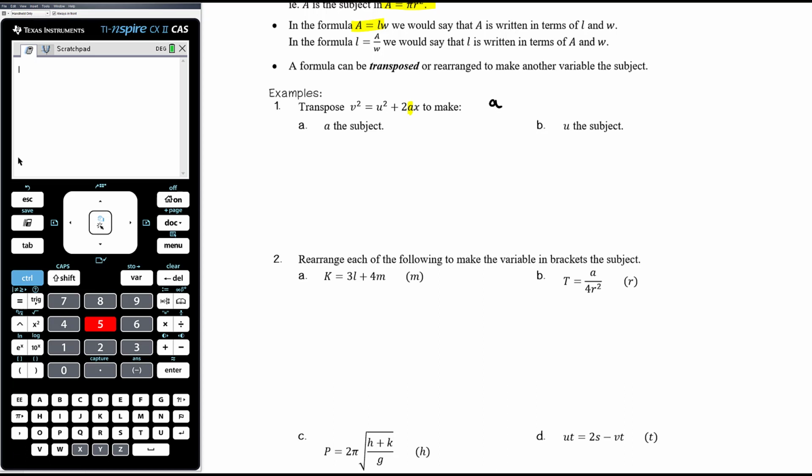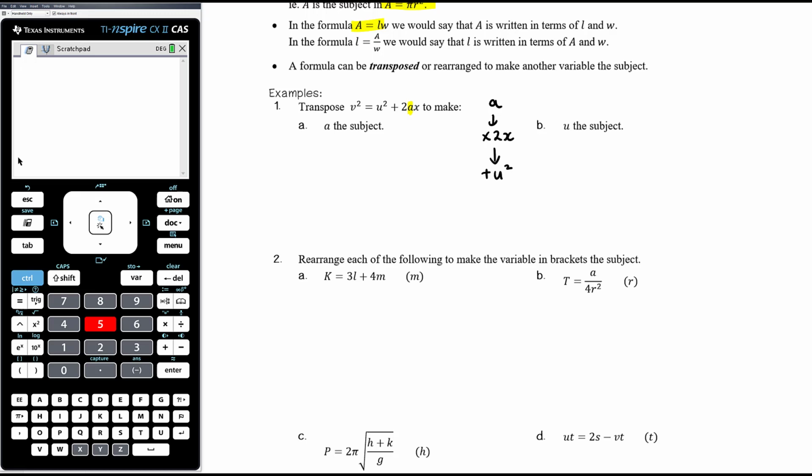So this formula starts with a getting multiplied by 2x, and then we're adding on u squared. That's positive u squared and positive 2ax. So we're adding on u squared. People get confused about the squares. They think, oh, opposite of squared, square rooting, I need to square root things. But the a isn't being squared, so there's no squared that needs to be undone. Okay? We're adding on u squared.